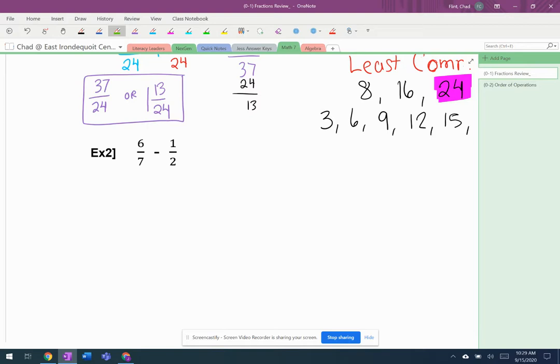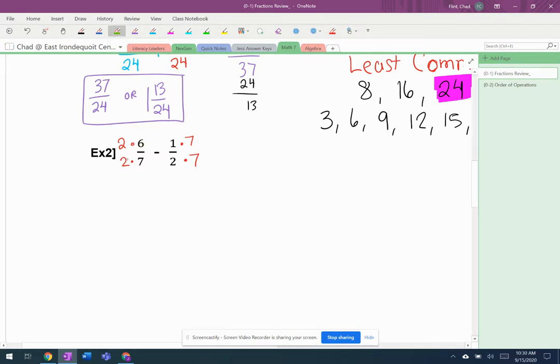So here I'm still adding and subtracting fractions, so I still need to make sure I have common denominators, which I do not. Instead of going through and listing out my multiples, which is totally fine if you want to, I'm just going to know that 7 times 2 is 14, so I'm going to multiply 7 times 2, and I'm going to multiply my other fraction by 7. Notice how I'm multiplying by the same thing on the top and the bottom. 2 and 2, 7 and 7.